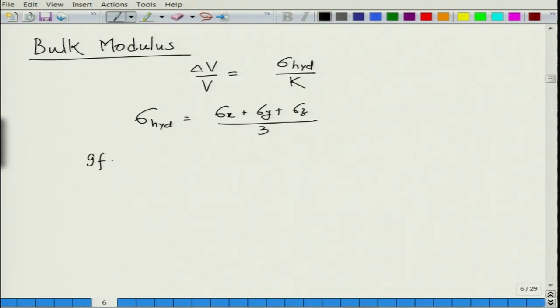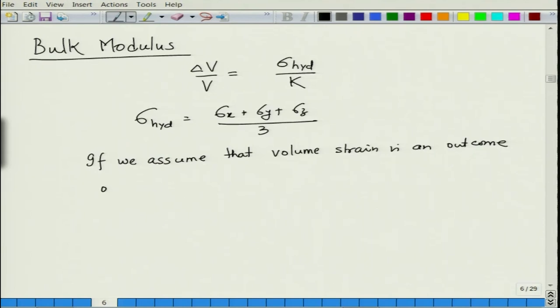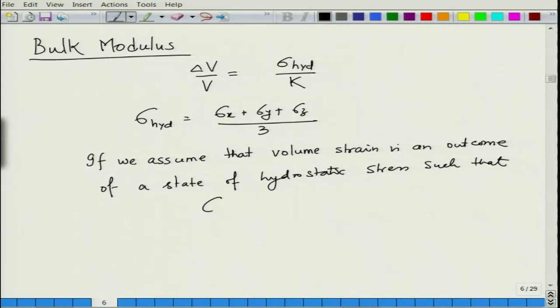However, if we assume that the volume strain is an outcome of a particular state of hydrostatic stress, such that sigma hydrostatic is equal to sigma x is equal to sigma y, and this also satisfies the above condition, but this is a particular case of the hydrostatic stress state. So this is a particular case.